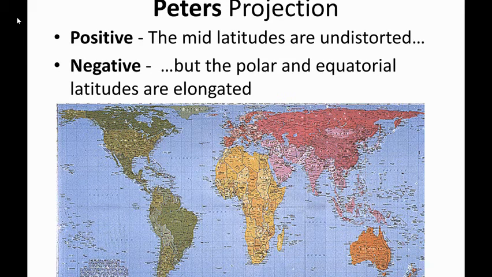But the negative is that the polar region, Antarctica, you can't really see, and Greenland is almost gone as well. The polar regions have been squished or crunched, and the equatorial regions are elongated. They've been stretched out. And so in this, the shapes of the continents are a little skewed, and the size of them is okay.